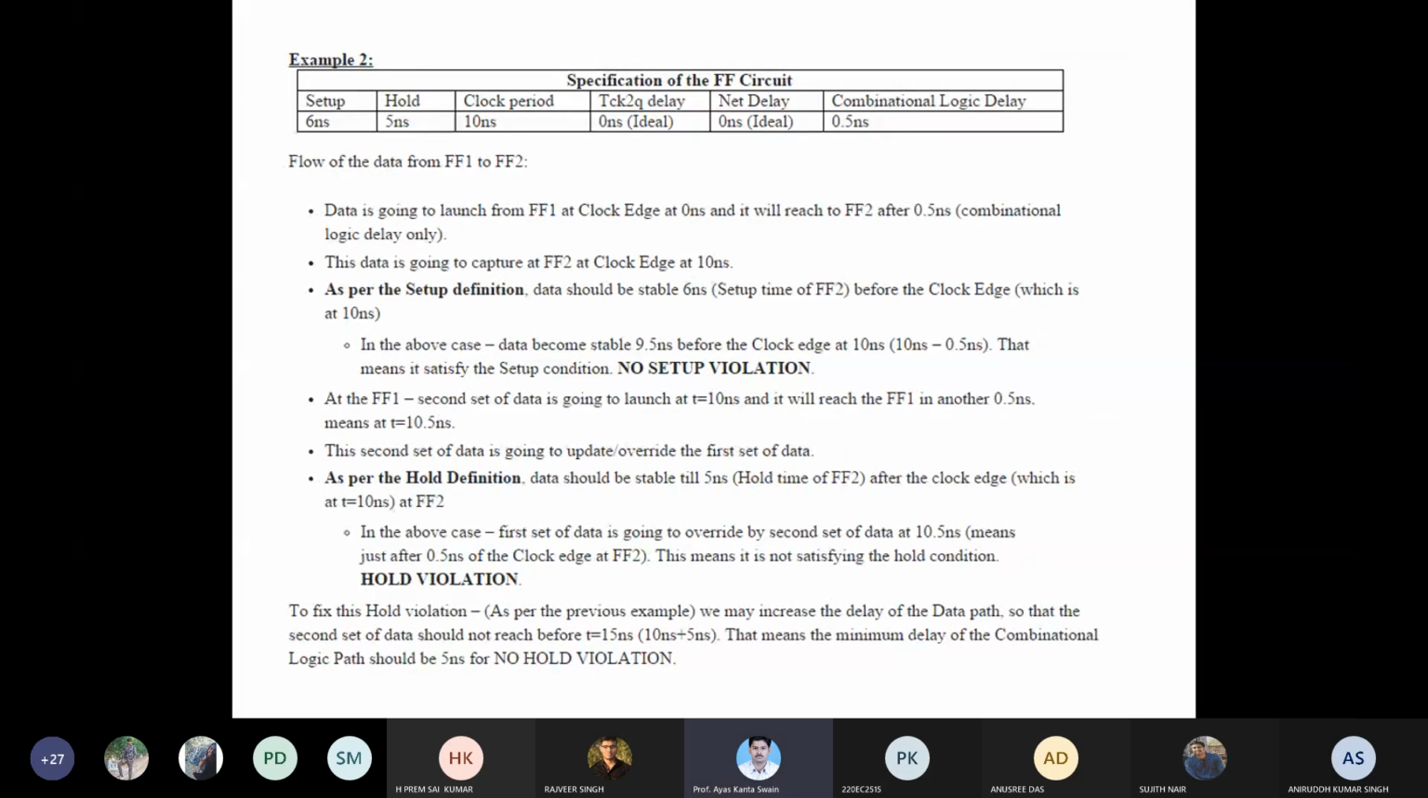Then going to the second example, there are two more examples. We'll discuss them, then we'll end. So in the second example, what happens? Your setup time increased to 6 nanosecond and hold time increased to 5 nanosecond. Clock period is the same, 10 nanosecond, and combinational logic delay is 0.5 nanosecond, same. So you see whether setup violation is there or hold violation is there.